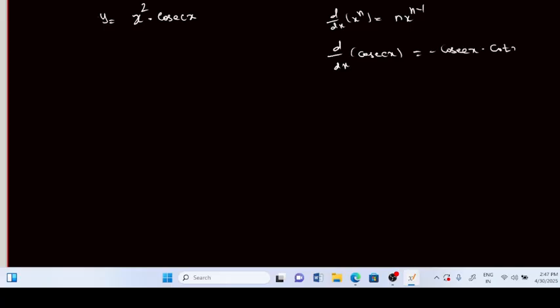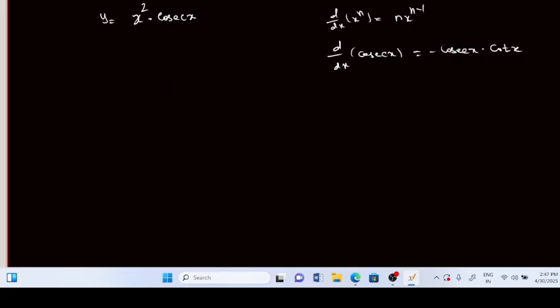Let us consider y is x power 2 into cosecant x. See, remember, in between multiplication is there. We must remember the formula: derivative of x power n is n times x power n minus 1. Then differentiation of cosecant x is minus cosecant x into cot x.